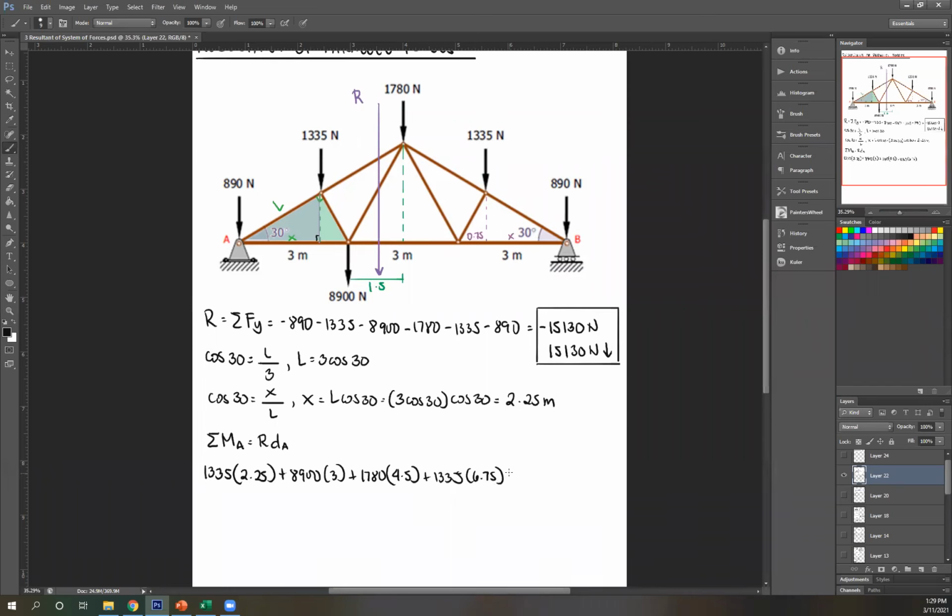And then finally, 890 distance 9 equals RBA. Again, R is 15130. It's also clockwise, positive, and times DA. So I can solve for DA. DA is just 3.62. Unit is meters. Positive, therefore correct assumption, it's to the right of A.